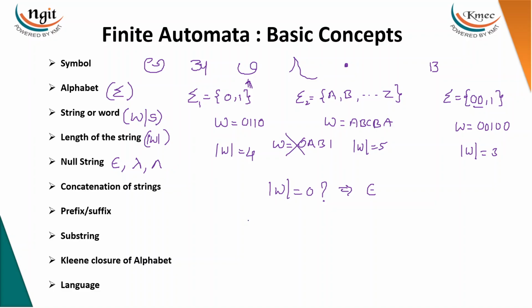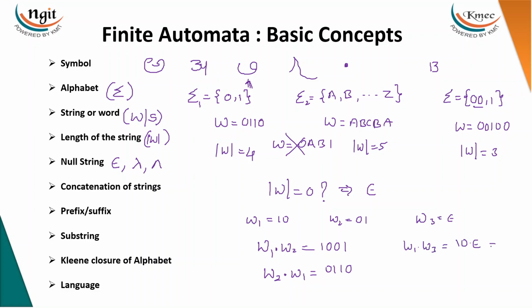The concatenation of strings, for example, if W1 is 10 and W2 is 01, then the concatenation is denoted with W1 concatenation W2. It is nothing but 1001, which is not the same as W2 concatenation W1, which is 0110. And if you concatenate epsilon with any string, you'll get the same string. Like W1 concatenation W3 will give you 10 concatenation epsilon, which is nothing but 10.